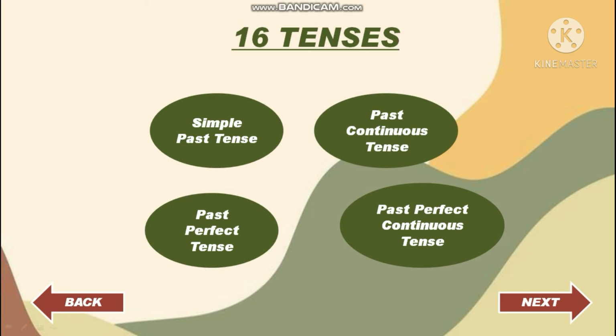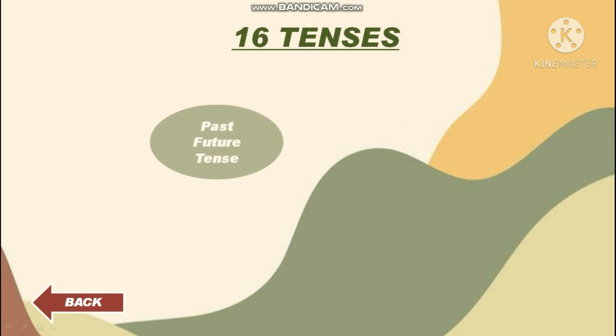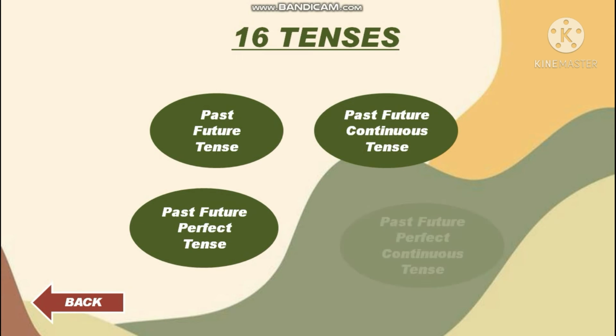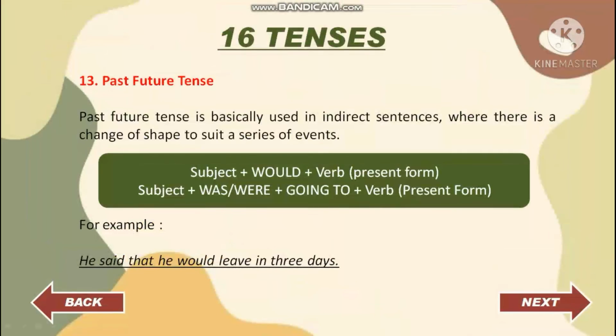Okay, next for the first is past future tense. Past future tense is basically used in direct sentence where there is a change of shape to suit a series of events. And the example is, he said that he will leave in 3 days.